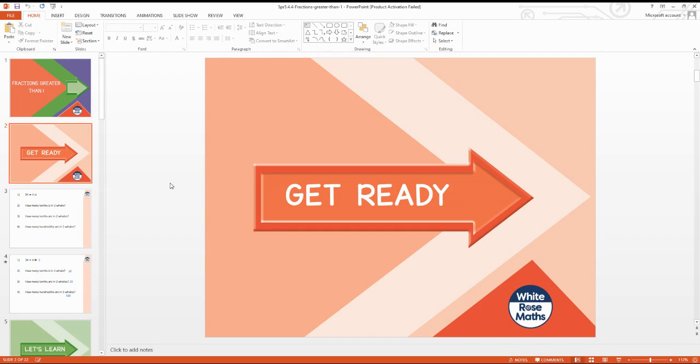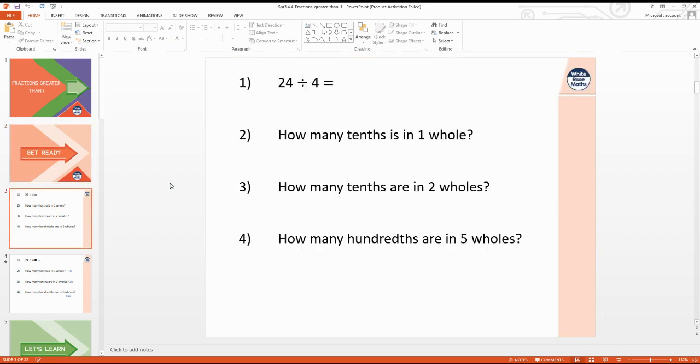So first of all, we're going to warm up. We've got 4 questions for you here. 24 divided by 4. How many tenths are in 1 whole? How many tenths are in 2 wholes? And 4, how many hundredths are in 5 wholes? If you want to pause and give that a go, please do.